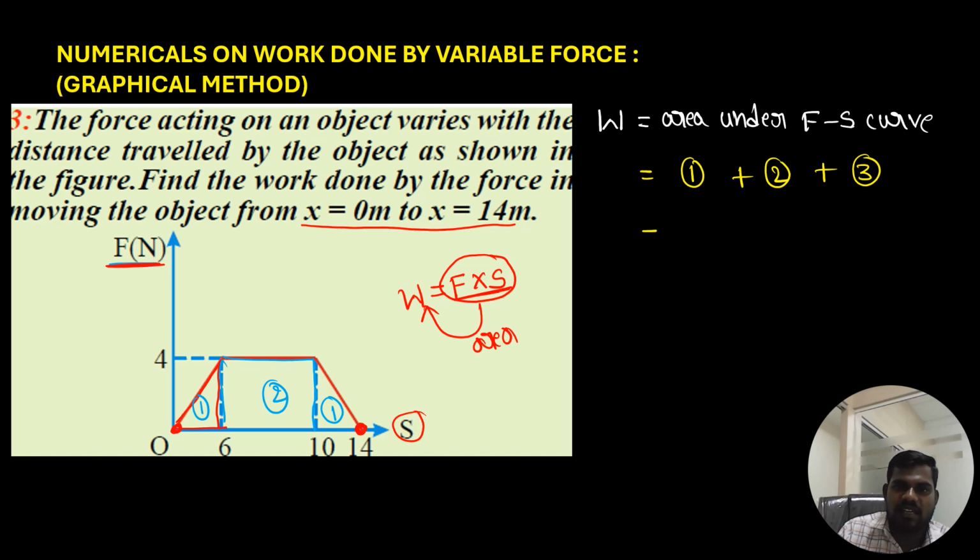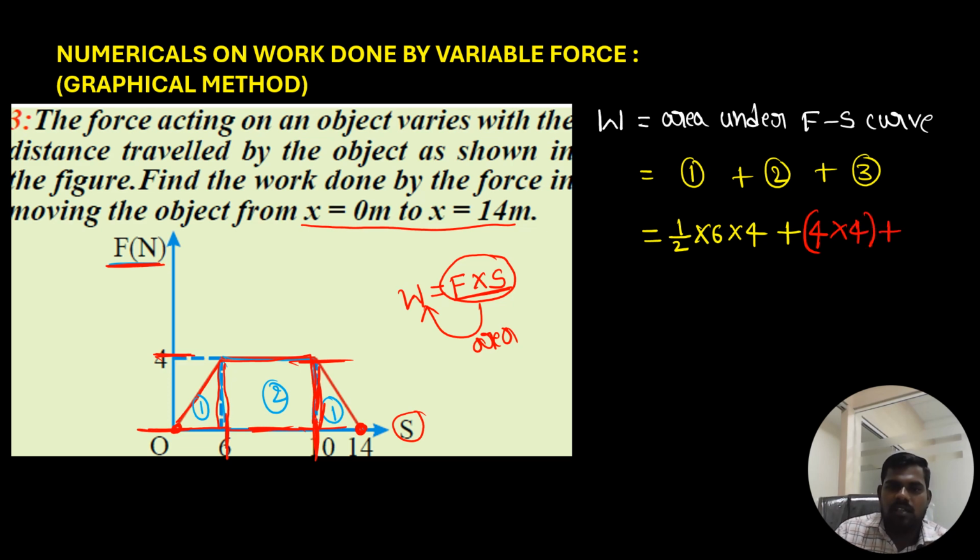First part is like a triangle. Triangle formula is half into base into height. So 1 by 2 into base, 0 to 6, is nothing but 6, into height. Height we can observe from 0 to here is 4, so into 4, plus the second one, which is like a rectangular shape. So length into breadth. Length is 6 to 10, that is 4, into breadth, the height in this case, which is again 4.